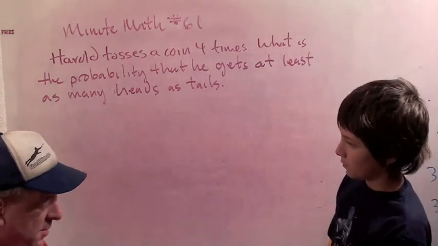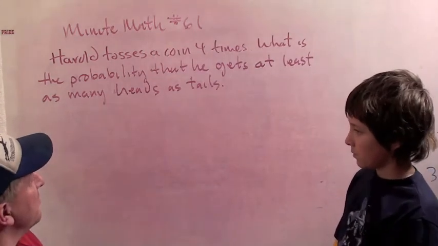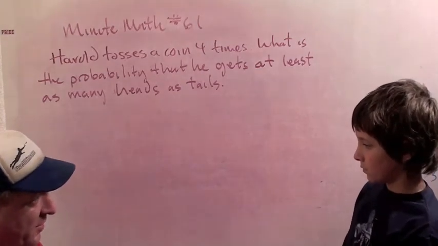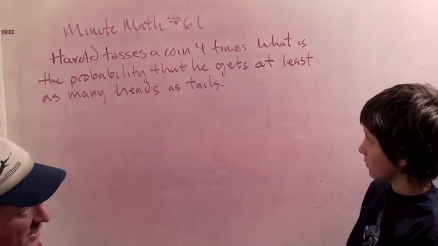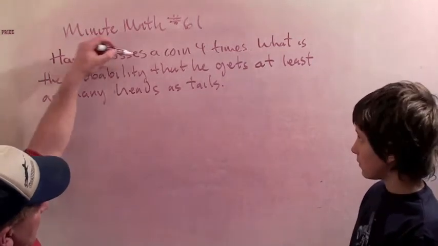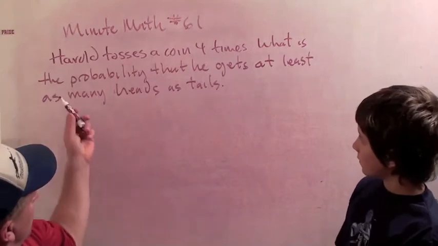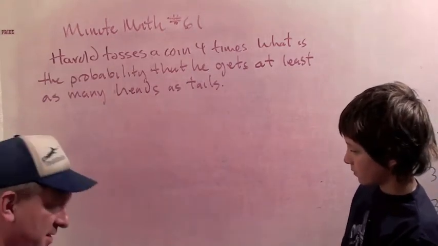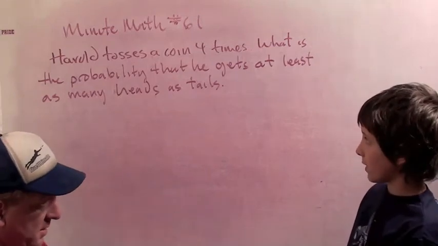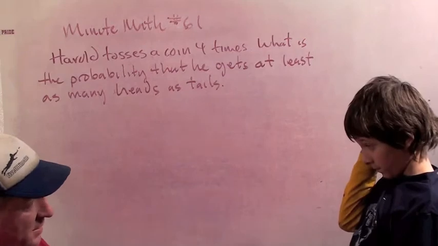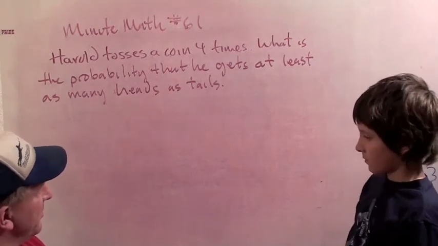It's also, I think, the problem from the MAA's MinuteMath blog that we've done that has the lowest percent of people getting it right. Only 3% got this one right. Whoa. And here's the problem. Harold tosses a coin 4 times. What is the probability that he gets at least as many heads as tails? So, like, 2 heads and 2 tails works. Or more heads, yeah. So there's a lot to this one, and we have not talked very much about probability.